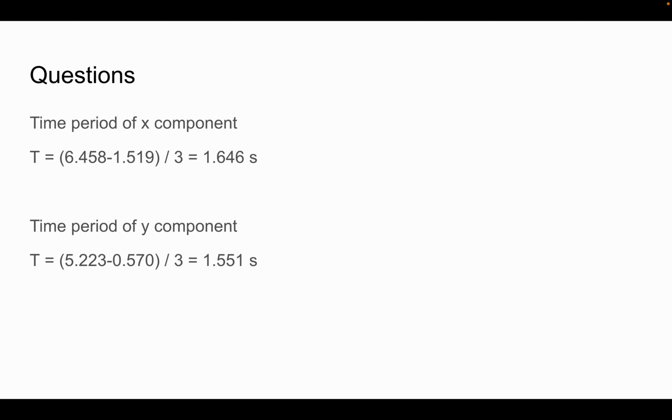Additionally, the sum of all the energies will always equal zero, which can be seen in the graph as well. Finally, the time period of the x component I found by subtracting the time it took for 3 total oscillations and dividing it by 3. And I did the same method to find the y component. And the difference for these time periods could be because of an incorrect value of k used to find the time period.